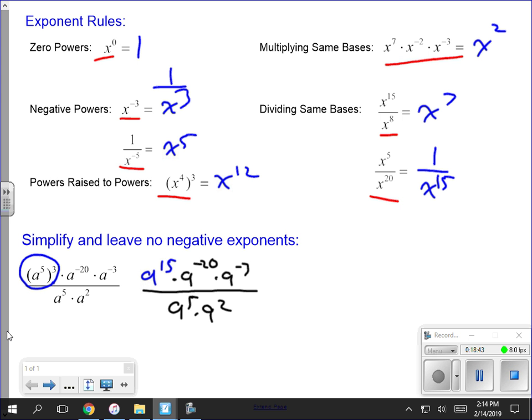Now, work on just the numerator. I am multiplying a to the 15th times a to the negative 20th times a to the negative 3. So what I do is I add those exponents. 15 plus negative 20 is negative 5. Negative 5 plus negative 3. I get a to the negative 8 in my numerator. And then I do the same thing in the denominator. I just multiply it. I add the exponents. A to the 5th, a squared. A to the 7th. Step by step, it's a piece of cake. Try to do it all at once, it's overwhelming.